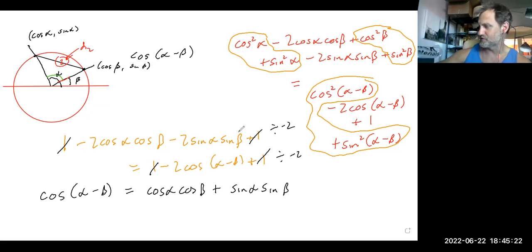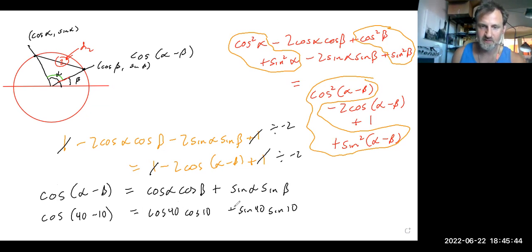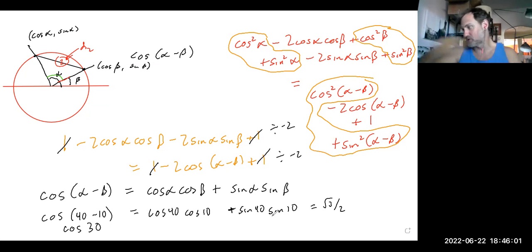You can test it out for yourself if you want. You can try some values here, degree mode, radian mode, whatever. Degree is probably easier to do, but for instance, you could do cosine of 40 minus 10 equals cosine 40 cosine 10 plus sine 40 sine 10. And of course, cosine 30 is a value that you can get right off the unit circle. It's the square root of 3 over 2. So you can compare this value, cosine 40 cosine 10 plus sine 40 sine 10, to the square root of 3 over 2 and see if it works. I'll do it right now.